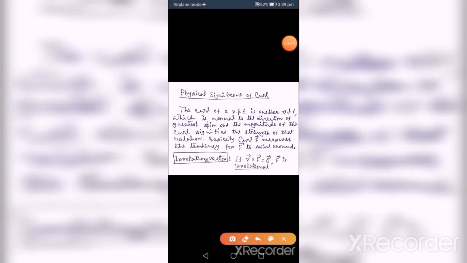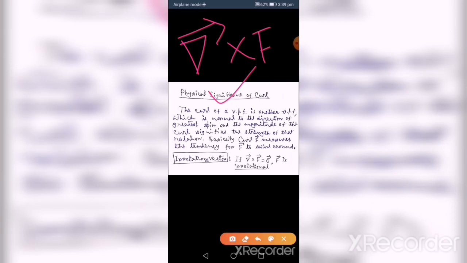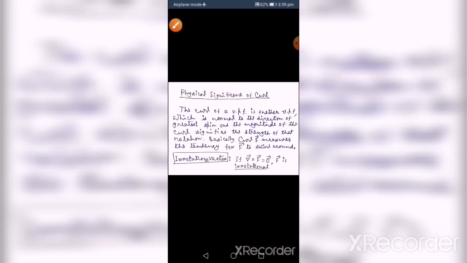Physical significance of the curl of a vector f, del cross f. The curl of a vector point function f is another vector point function which is normal to the direction of the greatest spin, and the magnitude of the curl signifies the strength of that rotation.